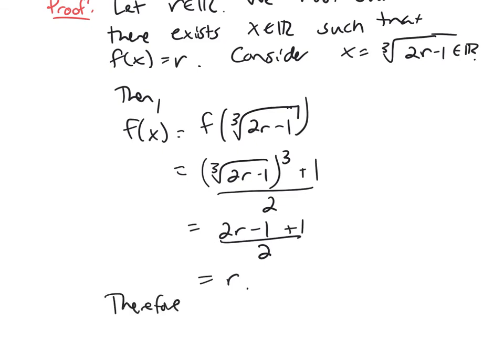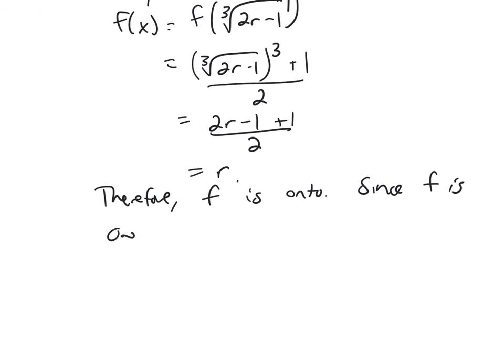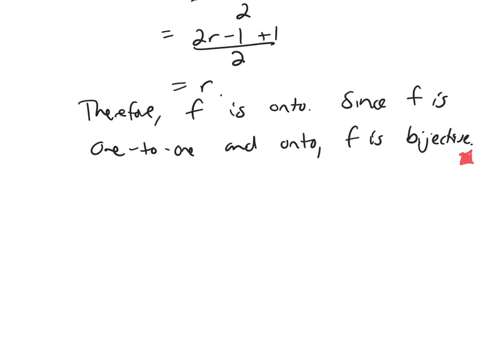Therefore, our function f is onto. Since f is 1 to 1 and onto, f is bijective. So we've completed part A of the problem. So now we just need to do part B, which is where we find the inverse.